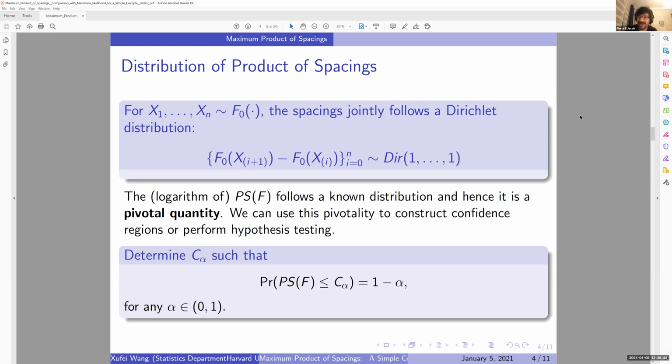Can I quickly comment? Actually, I'm here of course because I always enjoy listening to Xufei and Shirley, but also because I've come across this maximum product spacings when I worked on minimum distance estimation.